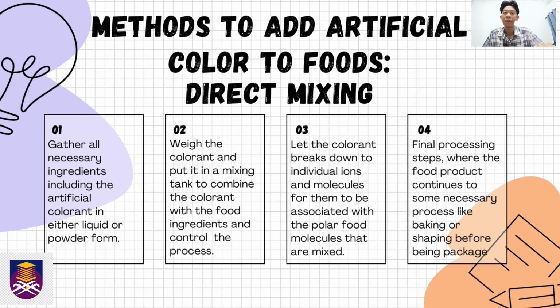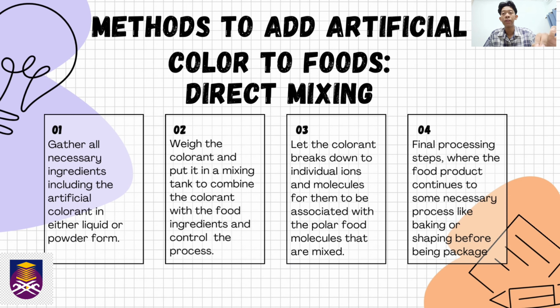So this is one of the methods for artificial dye to be diluted or mixed into foods. Firstly, we need to gather all the necessary ingredients, including the artificial colorant, in either liquid or powder form. Then we weigh the colorant and put it in a mixing tank to combine the colorant with the food ingredients and control the process.